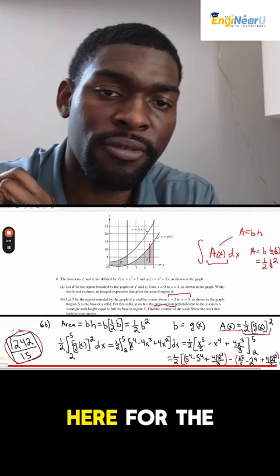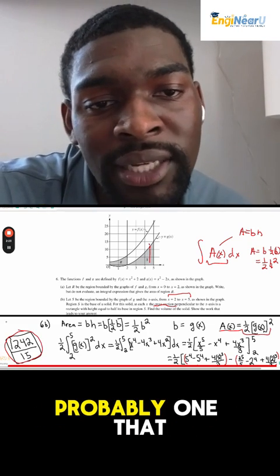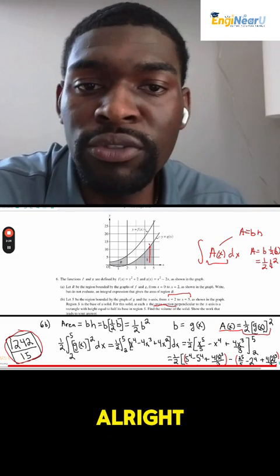We don't simplify here for the free response questions, but that was supposed to be the most difficult part, and I think this was probably the one that was most challenging when it came to the algebra. All right, let me know if that's helpful.